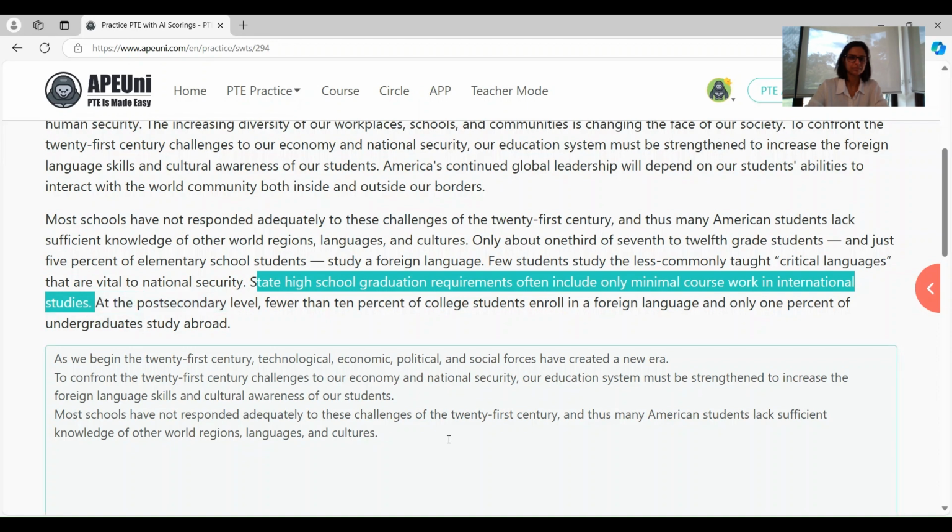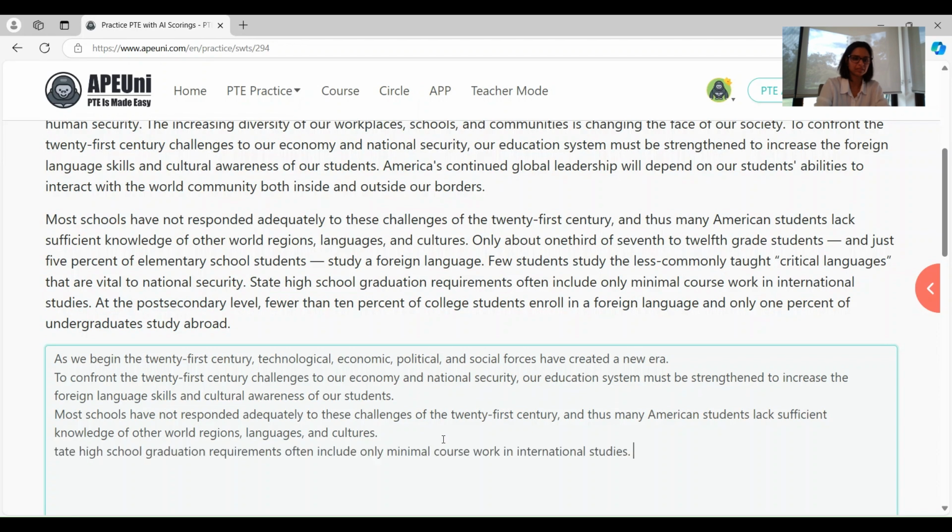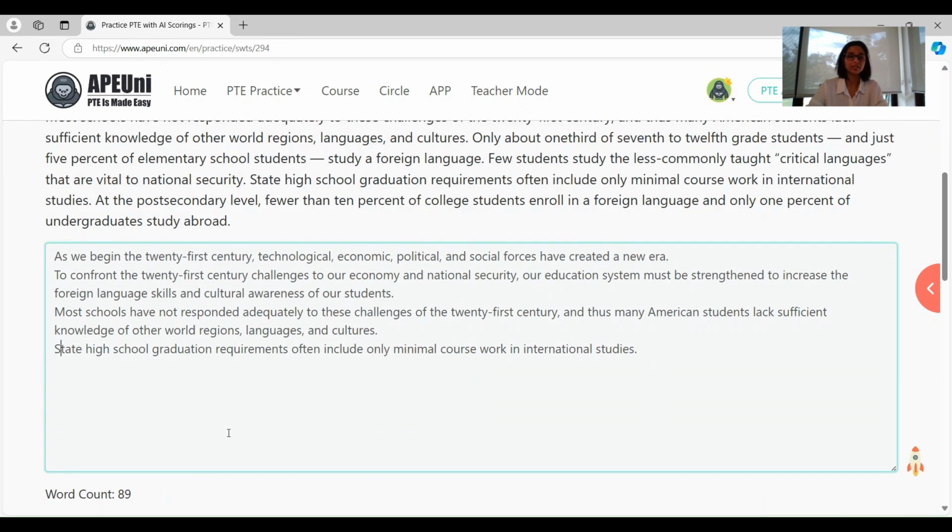All right. So how many have I copied and pasted? I have copied and pasted 89 words, which is the ideal. You can copy and paste up to about 90 to 100 words. Okay, and now we work through it.